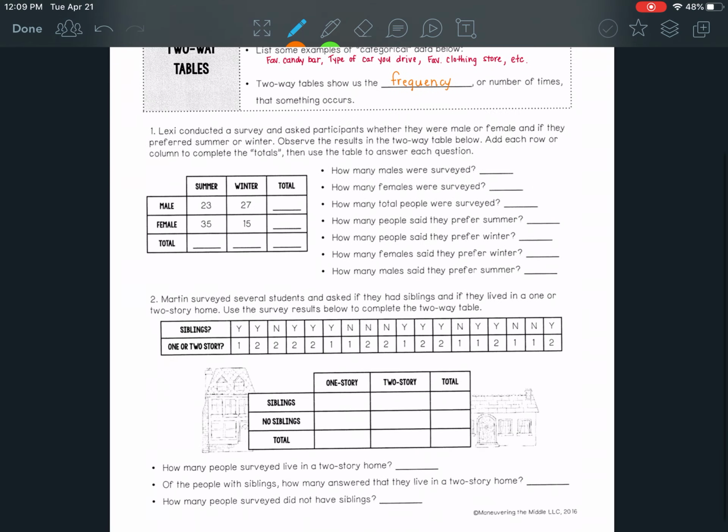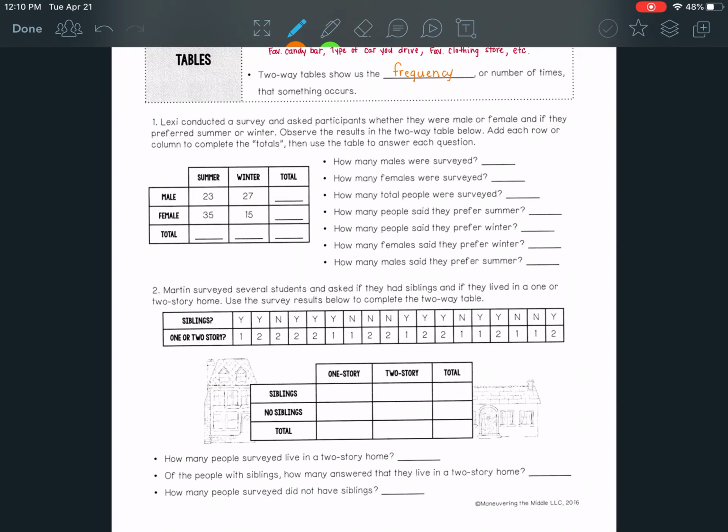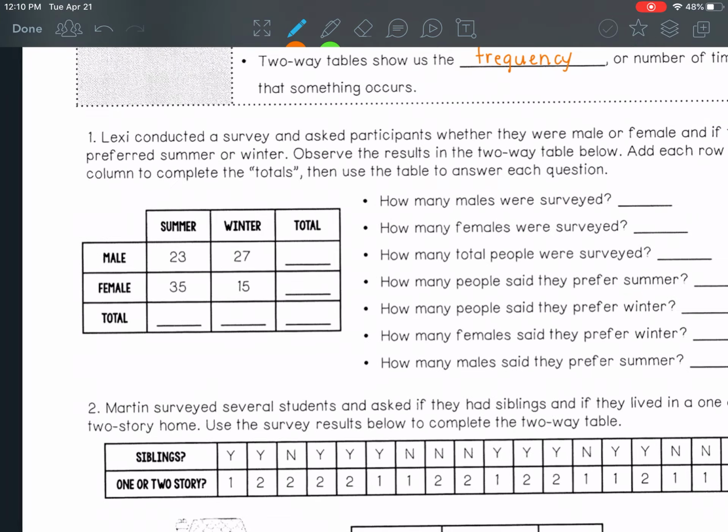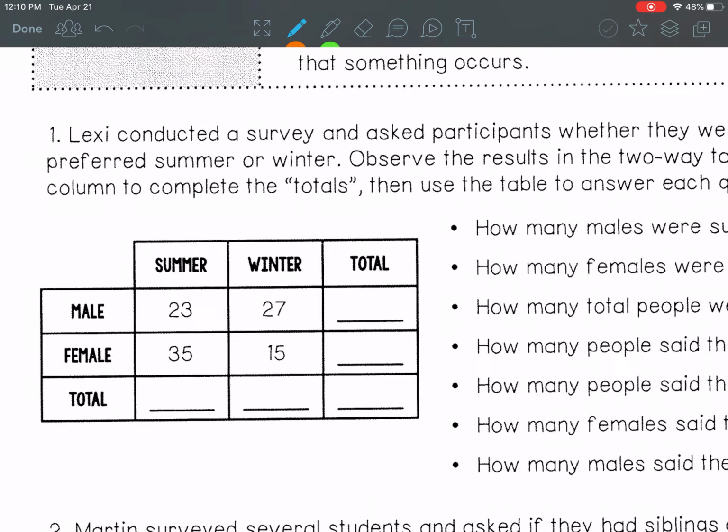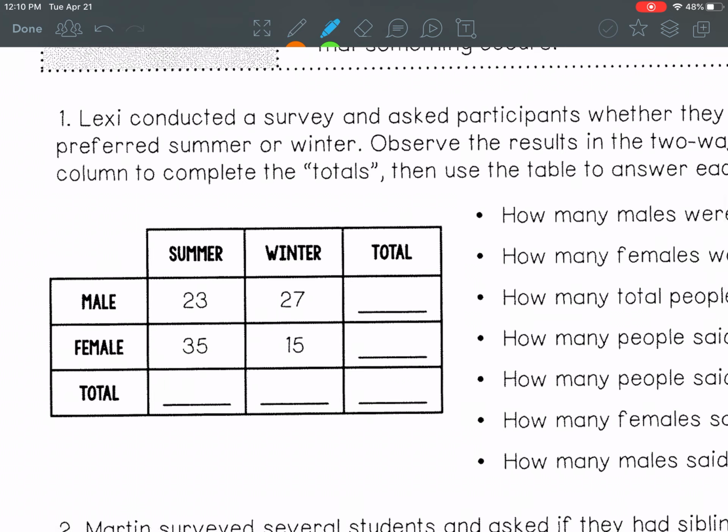I'm going to do a few with you and try and cover all of the examples that you're going to see in your homework. So Lexi conducted a survey, asked participants whether they were male or female, and whether they preferred summer or winter. And then here are the results. So basically, guys, we have two different ways we can look at this table. We can look at them horizontally. So we have a category of whether they are male or female. As we do that, we can add them up. So we would take this 23 plus 27, and that would give us our total this way.